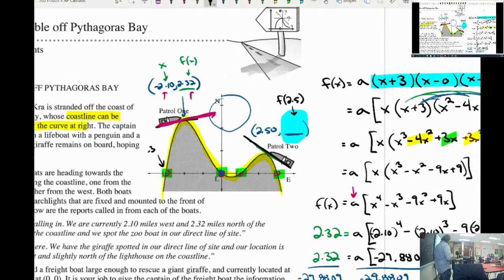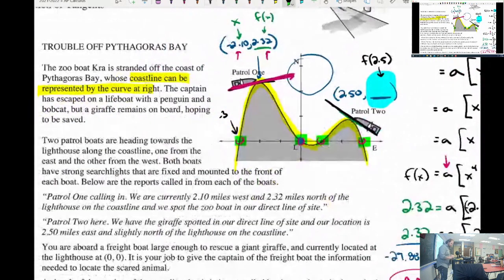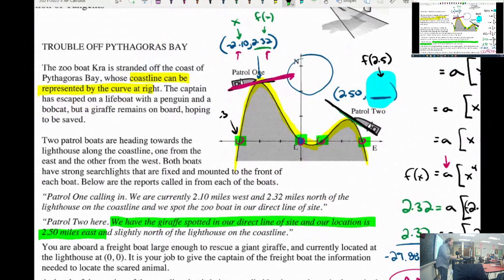Now if you look at the actual graph here, if you look at the story, we don't actually know what the y value is at that point. Patrol 2 have spotted the giraffe, they're 2.5 miles east, and you only get this note that they're slightly north. We don't know what slightly means. So the first missing piece of this puzzle is, what is the y value at that point? The good news is that we have an equation for f of x, and we can just plug 2.5 into it to find out what that answer is.